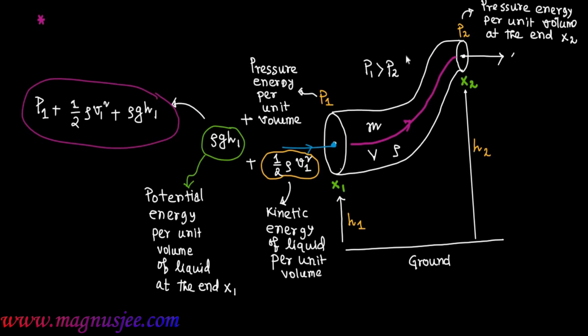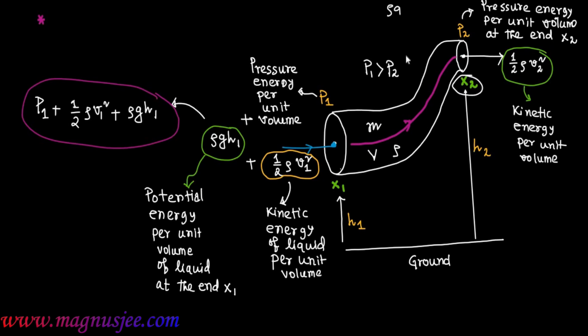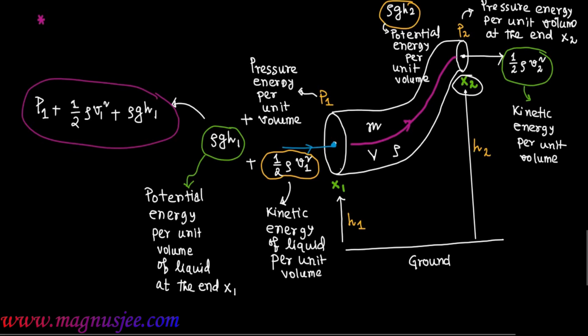And liquid has the kinetic energy per unit volume at the end x2. 1/2 rho v2 square is the kinetic energy per unit volume of the liquid at the end x2 of the pipe. Similarly, at the end x2, rho g h2 is the potential energy per unit volume of liquid which flows through the pipe.